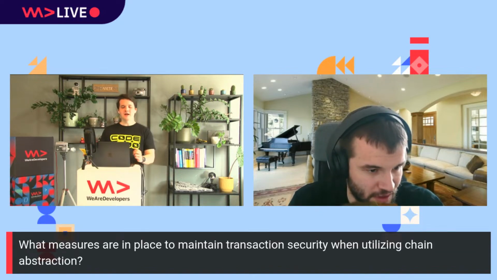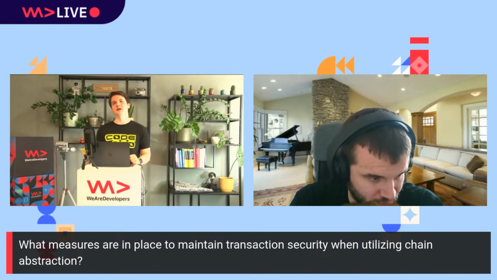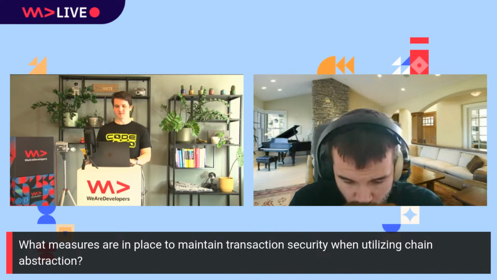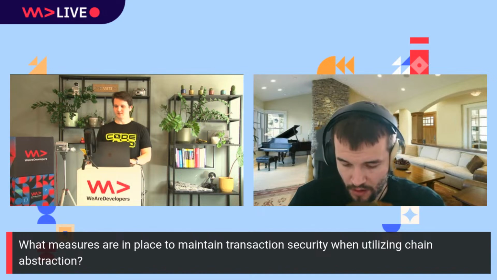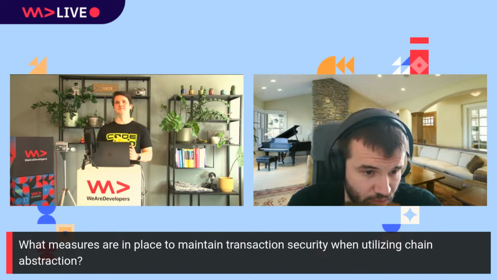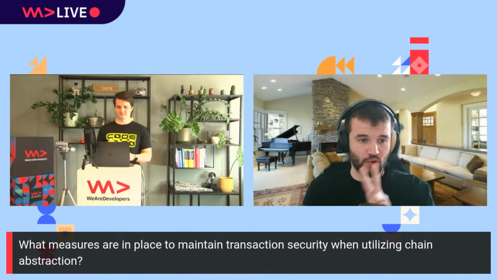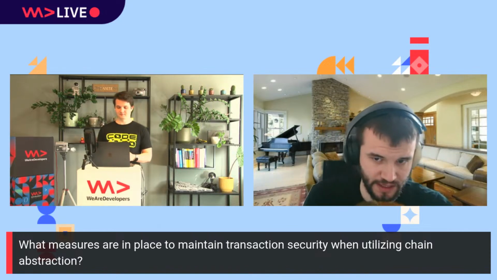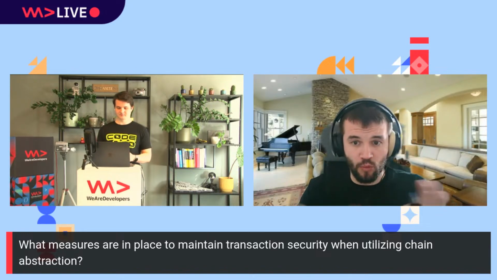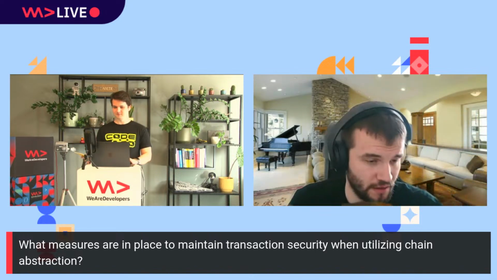First one. What measures are in place to maintain transaction security when utilizing chain abstraction? So for the transaction security, we are actually leveraging the dual quorum security model. So we are leveraging EigenLayer and ourselves, so that we actually have two points of approval. Let's say it like that. So it's not a single point of failure. So we have multiple quorums and a dual quorum security model combining Near staking and EigenLayer risk takers.